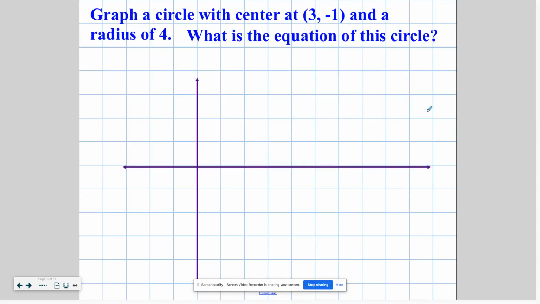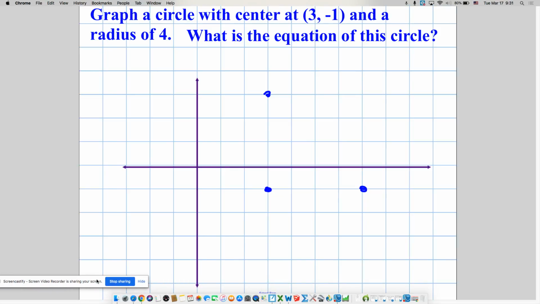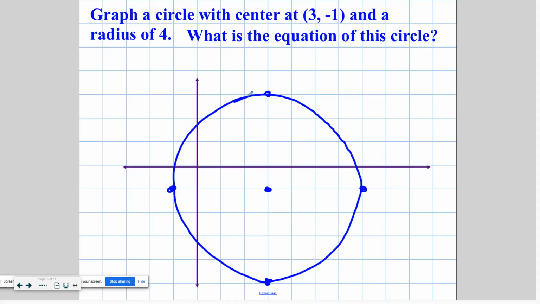Got another one, center at 3, -1, right there, and radius of 4. 1, 2, 3, 4, 1, 2, 3, 4, 1, 2, 3, oops, going way down here. Can I move this? There we go. 1, 2, 3, 4, 1, 2, 3, 4, and then do your best to draw your circle. That's not very good, but it's okay.